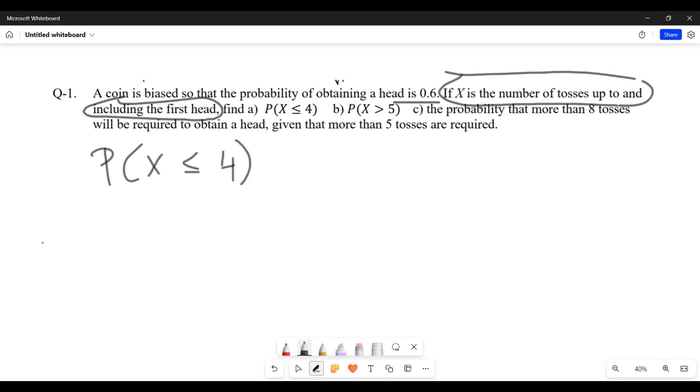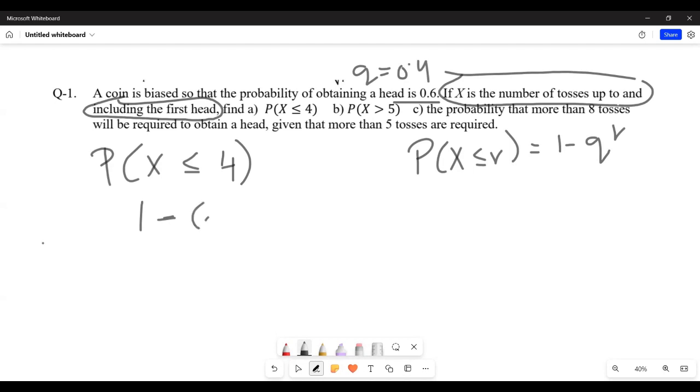So we've already written this formula down. Probability X is less than or equal to R equals 1 minus QR. So this is going to be 1 minus Q, where Q here is going to be 0.4, 1 minus 0.6. So 0.4 power 4, which is 0.9744.